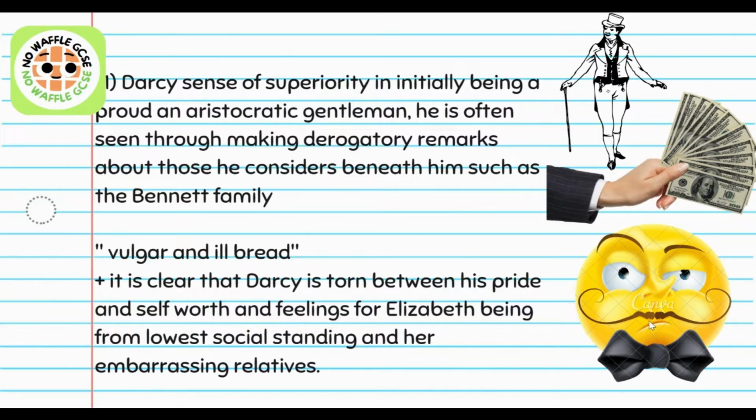making derogatory remarks about those he considers beneath him, such as the Bennet family. He calls them vulgar and ill-bred, so that's a really useful quote, because from this it's clear that Darcy is torn between his pride and self-worth and feelings for Elizabeth, being from a low social standing. So what he's doing is he's describing Elizabeth's family, the Bennet family, as vulgar and ill-bred, but he also likewise describes his attraction to Elizabeth. So there's this conflict between his pride and his feelings for Elizabeth.